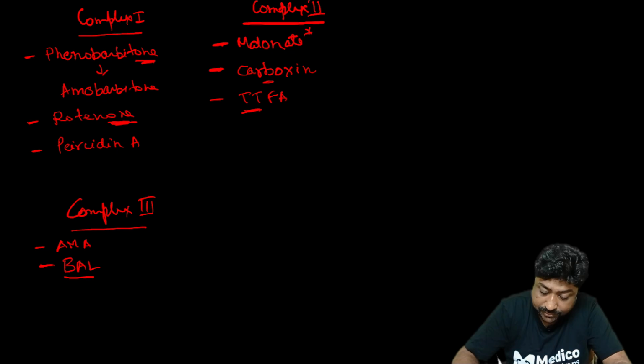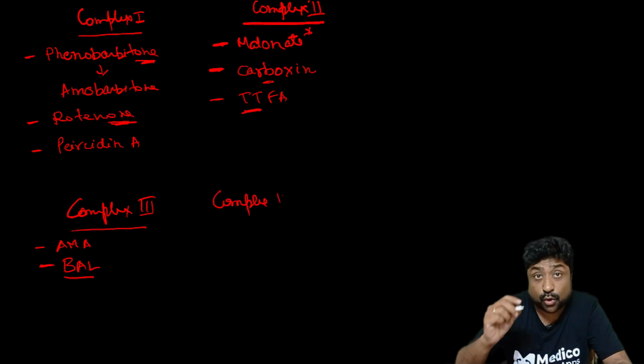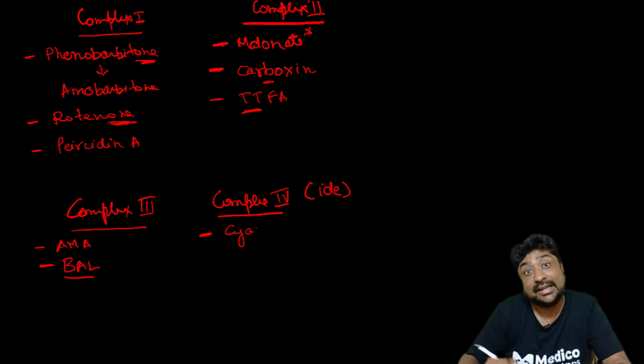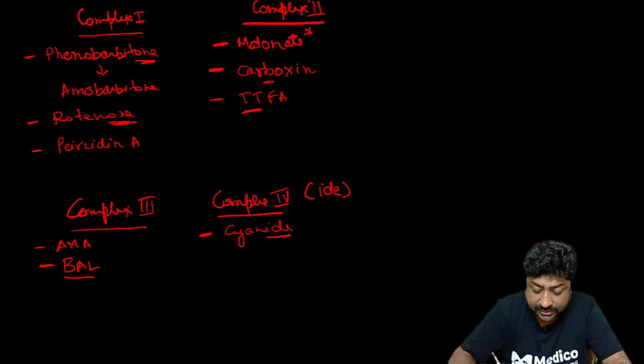Let's look at complex 4 inhibitors. All the complex 4 inhibitors have IDE in their ending. So let's look at the most important: cyanide. You see, there is an IDE at the end of complex 4 inhibitors.